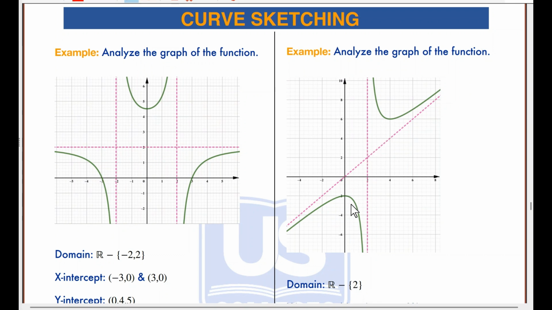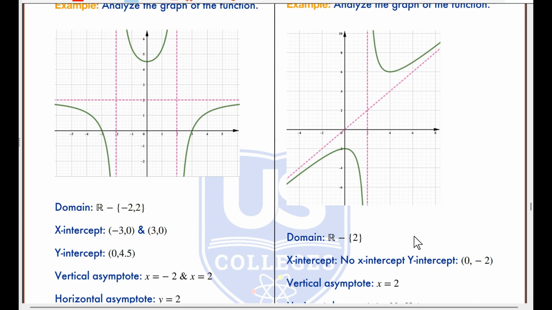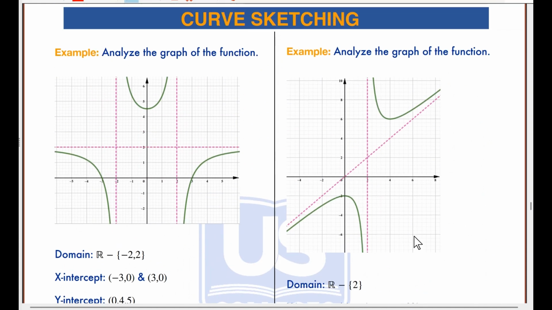And about concavity, this part is convex, that part is concave. So -infinity till 2 is convex region, from 2 to infinity is concave region. Concavity changes, but that point is not point of inflection because it's undefined. I think that's it. So it's important for us to be able to analyze the graph.